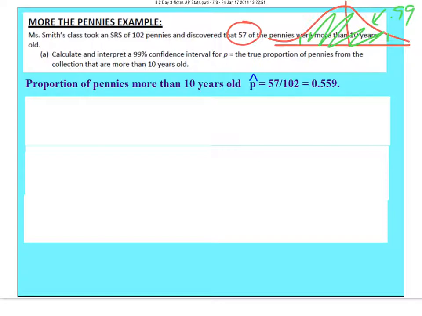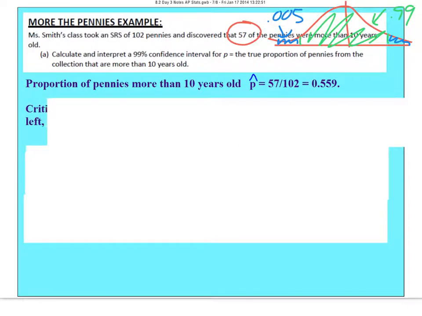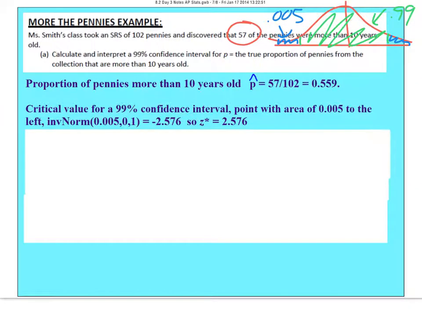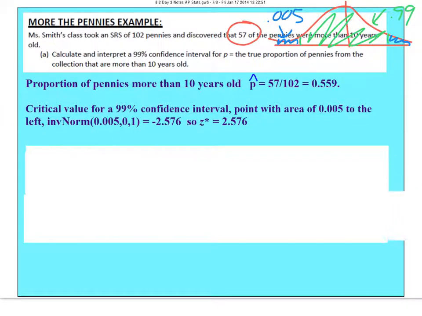Again, we have to be thoughtful about this in that we have two tails sitting out here, and we have 1% left over. So if you cut 1% in half, it's 0.005. So what we need to find in terms of the inverse norm for this, we can actually do it one of two ways. I'm going to show you a different way I did it this time. For the critical value, it's the point of the area under the curve. I did it to the left this time.